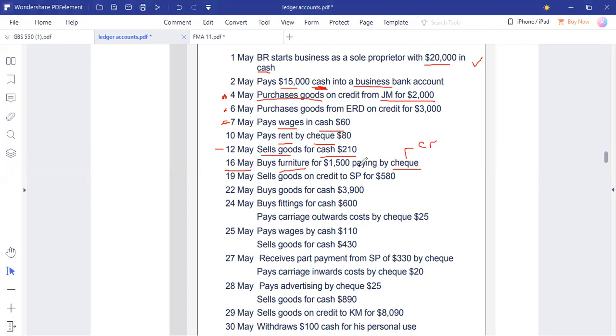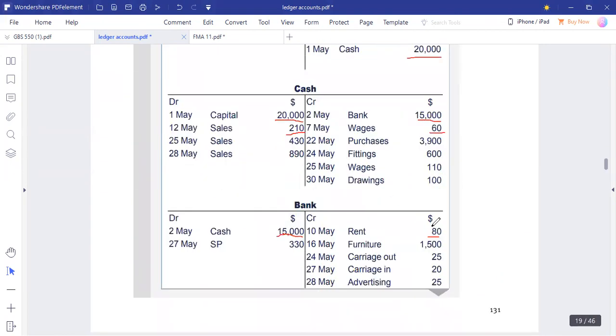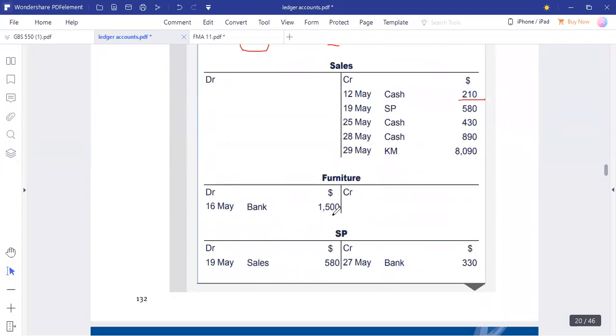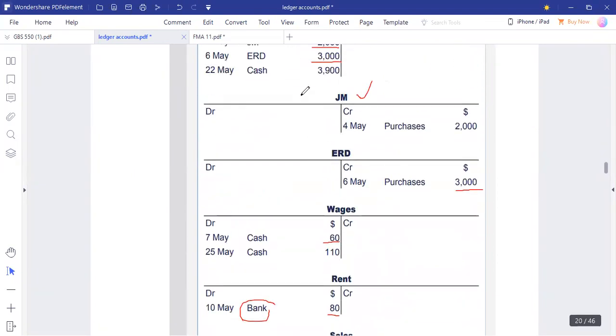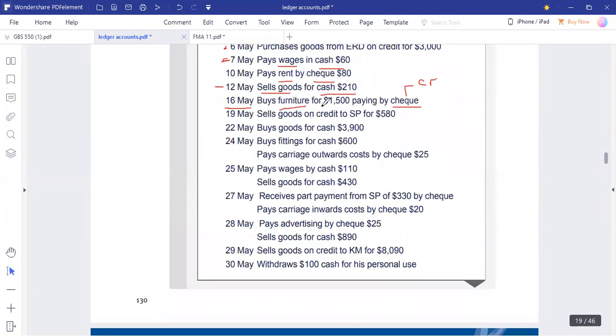So if you're not sure which one, at least you should know one of them. This one is paying, so you need to credit the payer. So the bank account, we're going to credit 1,500 for the furniture. Meaning the furniture account, when we go there, we're going to do what? Debit, because we're receiving this asset, correct? All right. Then we go to the next transaction.